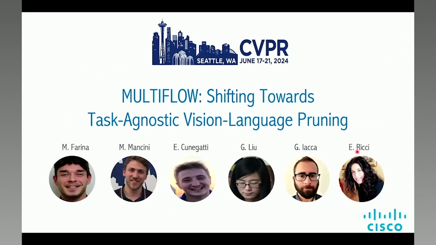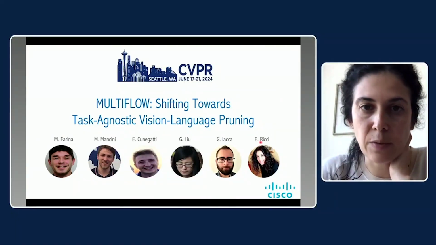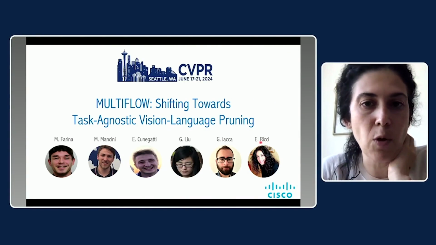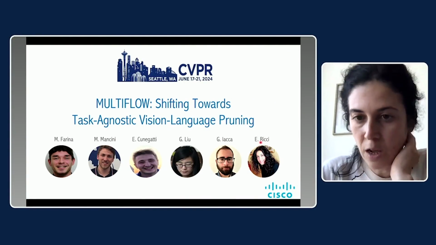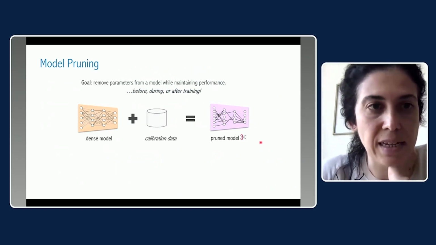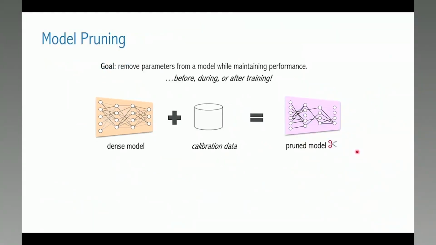The first work that I'm going to present is the result of our joint collaboration with Cisco, and is a paper that we presented last week at CVPR. The paper is called Multiflow, Shifting Towards Task-Agnostic Vision Language Pruning. As the title says, this paper is focused on pruning. We all know what pruning is: we would like to remove a certain set of parameters from a model, but we also would like to maintain performance similar to the dense model.